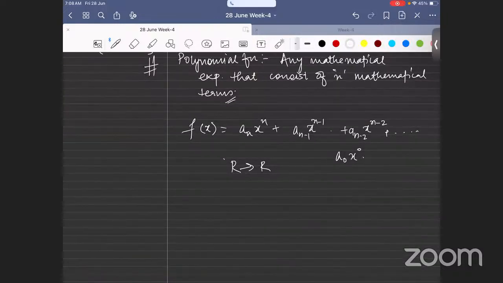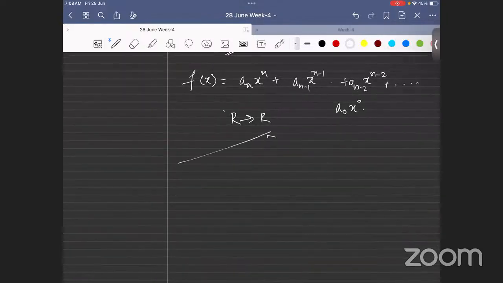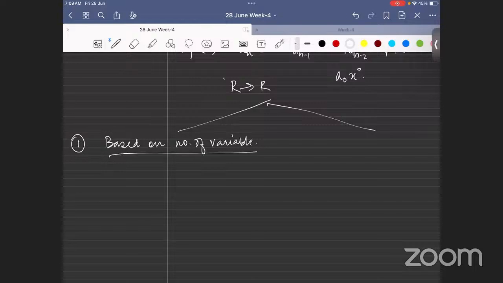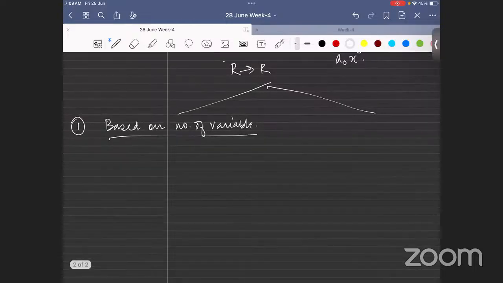The next thing is based on the number of variables. These are just the definitions. In 5 minutes, I'll just finish the definition part. It's not that important, but as this has been discussed in the lecture, we should know all those things. So based on the number of variables available in the polynomial function, it can be divided. It can have n number of variables.